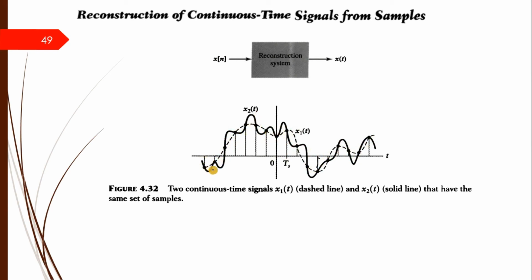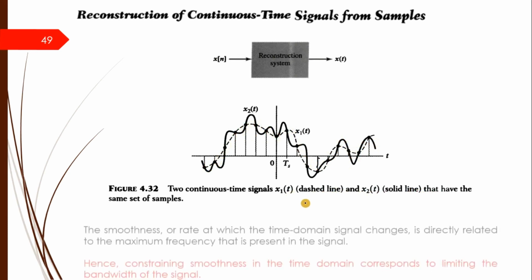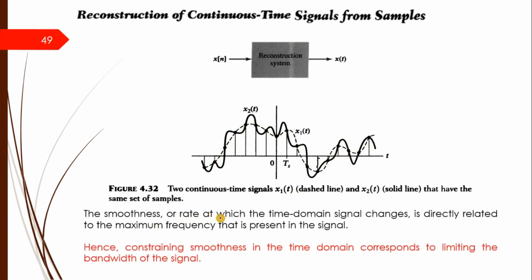Whatever I'm speaking in real life, if it looks in this fashion, we will take its samples at my end in my laptop. It will process it, transmit it, and you will receive it. And when your receiver decodes it and you listen to it, it might look in this fashion. Of course, it is more accurate than what I'm showing, but it might look like this. So x1 of t is the dashed line, x2 of t is the solid line, and we have some set of samples. The smoothness, or rate at which the time domain signal changes, is directly related to the maximum frequency that is present in the signal.